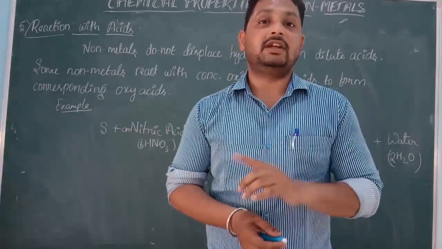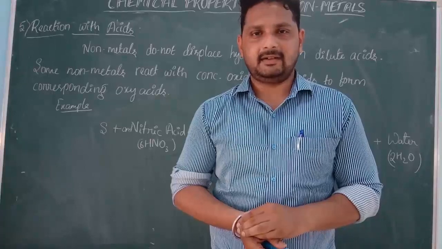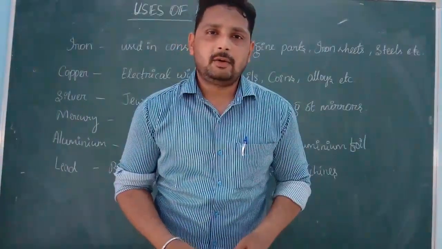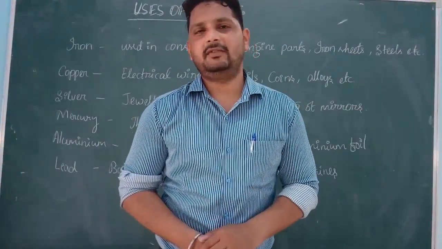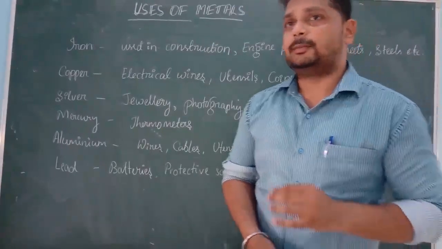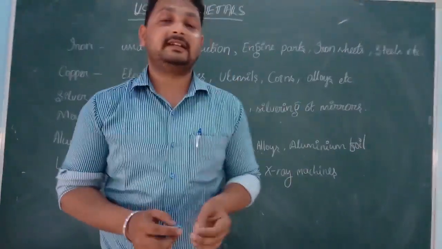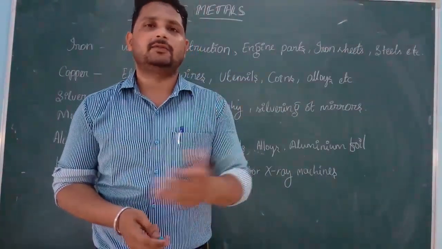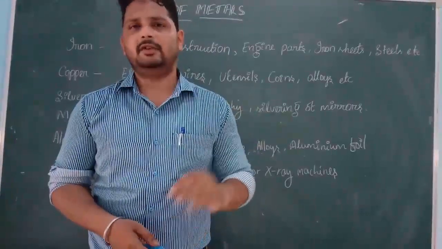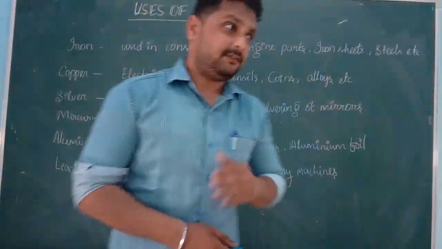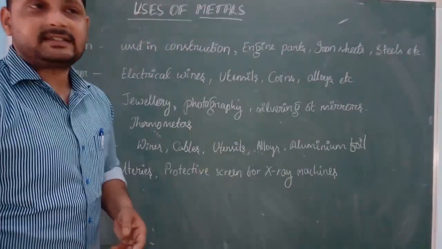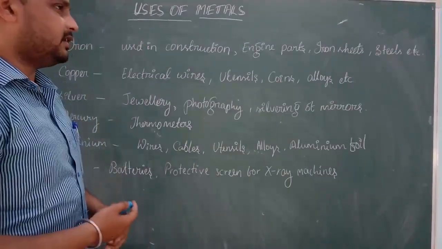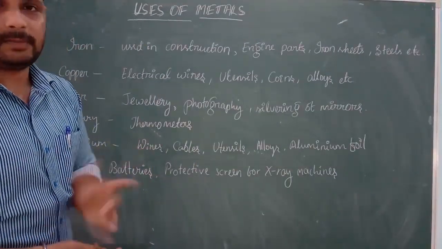Now let's move on to the uses of metals and nonmetals. Let us see some of the uses of metals. Based upon their physical and chemical properties, metals have lots of uses, but in this video we'll discuss only a few of them. First, iron. Like I have already said, the current era is the iron age, so most of the things we use are made of iron.